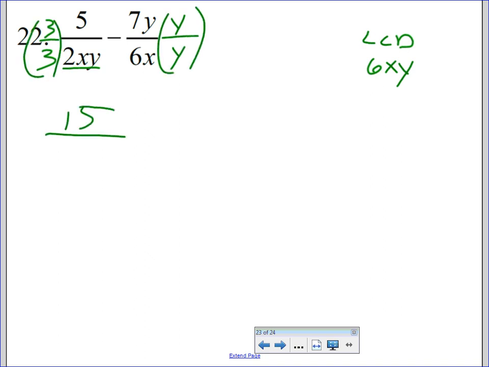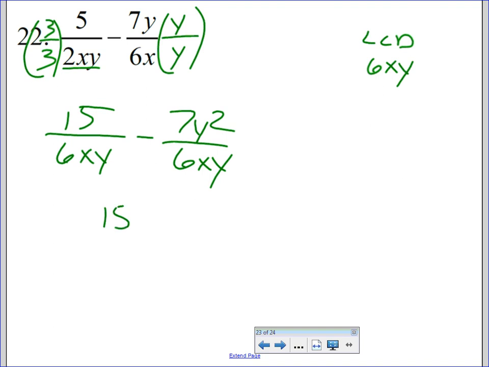And I'll get (15 minus 7y squared) over 6xy.